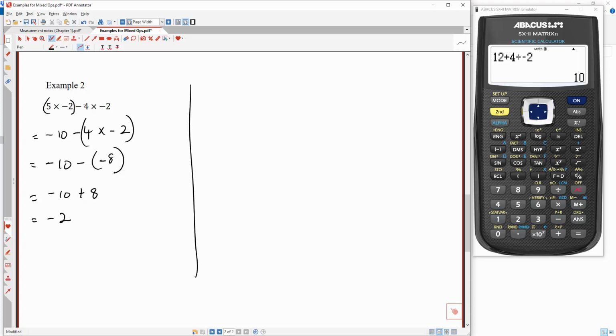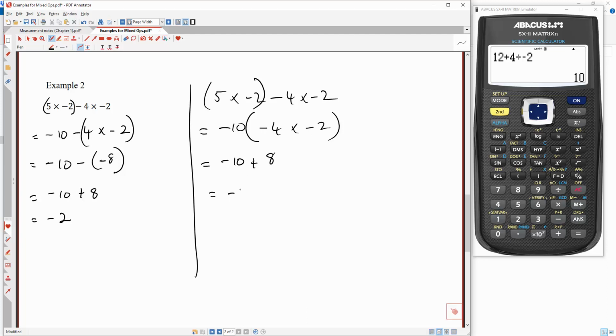Now, there's another way of doing that problem, so I'm just going to rewrite it and show you something different. So I'm just going to do this one first of all again. So 5 times negative 2 is negative 10, and rewrite the rest. Now, what I can also do is work out the answer to this one here, which is negative 4 times negative 2. So I can do that in that way as well. So this is negative 10, and the answer to this is going to be negative times a negative is a positive. 4 times 2 is 8. Then I've got negative 10 plus 8 is negative 2.